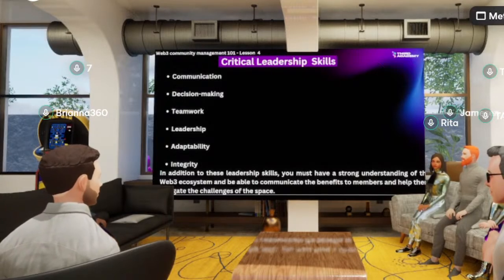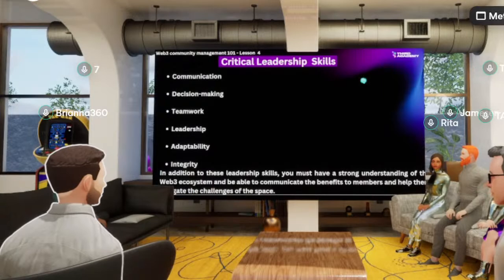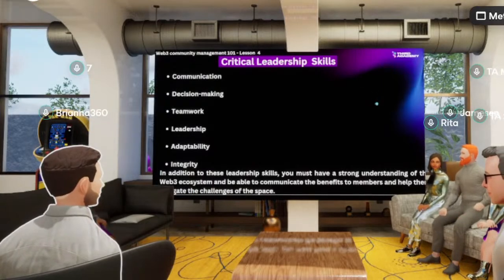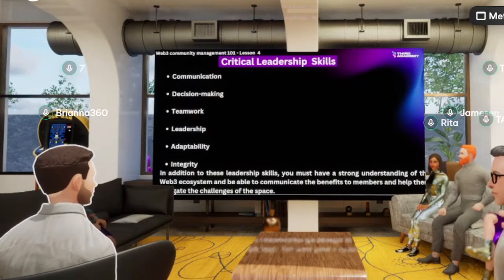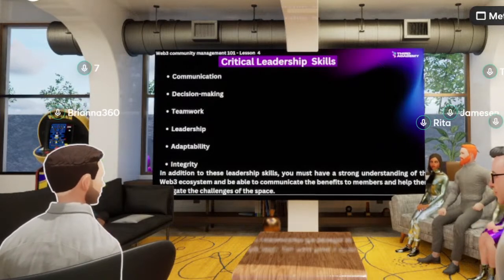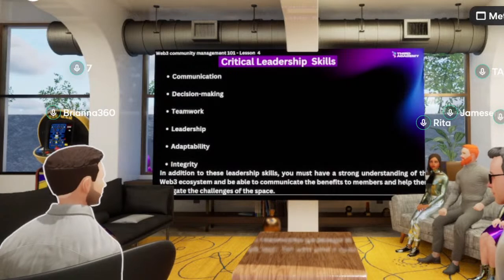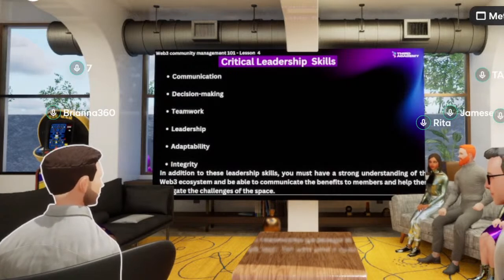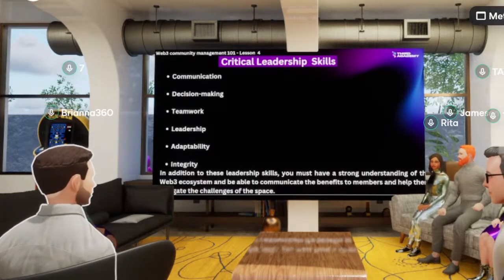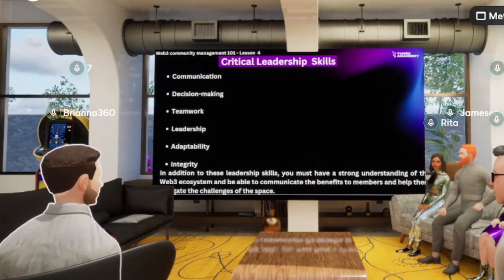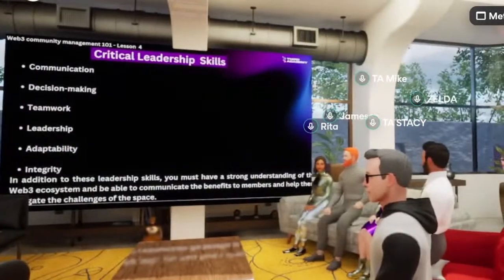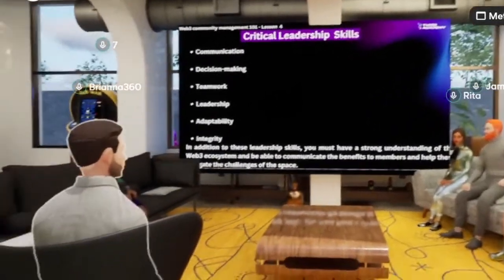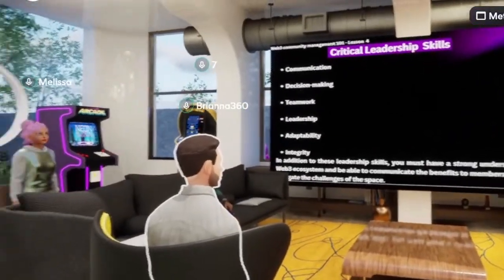In addition to this, you must also have a strong understanding of the Web3 ecosystem. Remember, at the beginning of the class, we mentioned that as a community manager, you need to understand the types of communities that surround the Web3 ecosystem, and continue to stay up to date, right? Because that way you'll be able to communicate the benefit of Web3 to your members and help them navigate the challenges that come with the space.